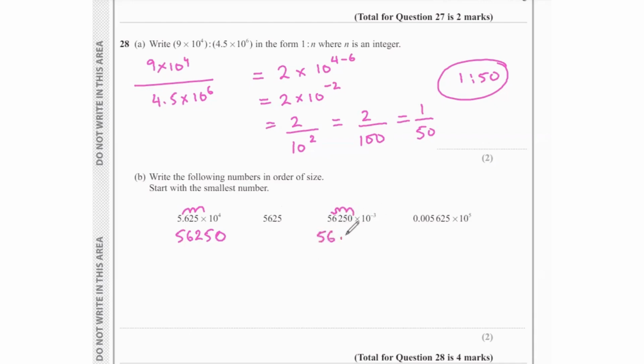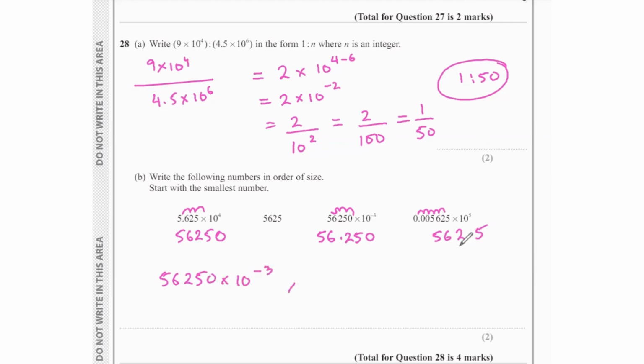So 56.250. Remember, every whole number has a decimal at its end, even if it's not written, you automatically assume it. And over here, we'll move 5 places to the right. So that's going to be 562.5. Now, as you can see, the smallest one is 56.250, so 56,250 times 10 to the power of negative 3.